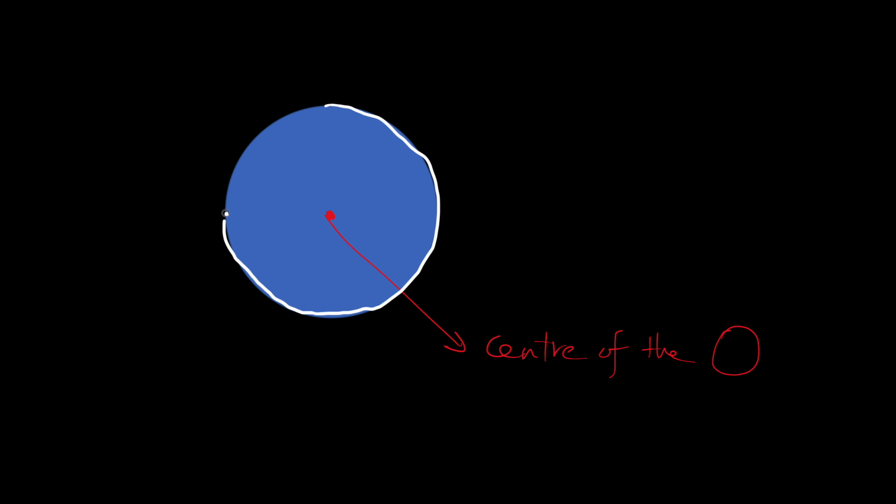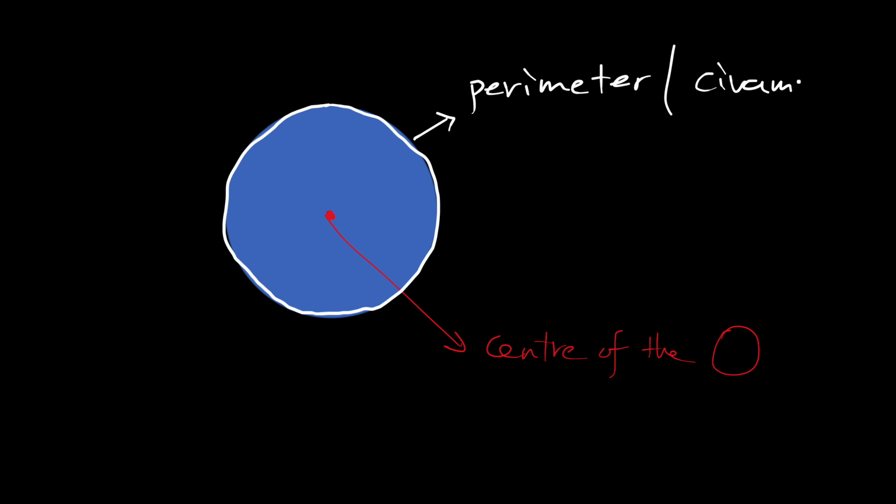Center of the circle. Okay, so if this is the center of the circle, what is this thing, the one I traced in white? This is called the perimeter. You can call it the perimeter, or you can call it the circumference. Circumference. Let me just write it more clearly. Circumference.